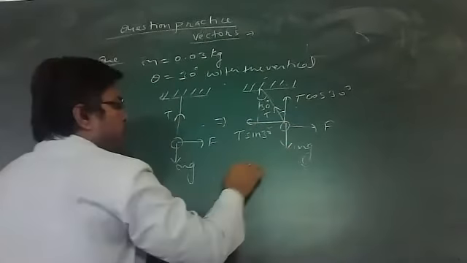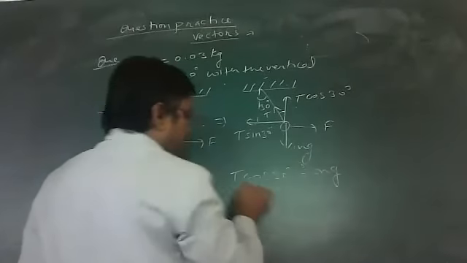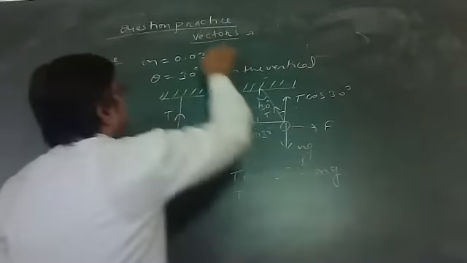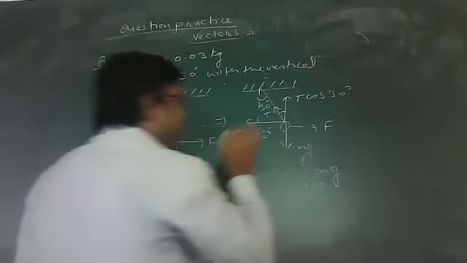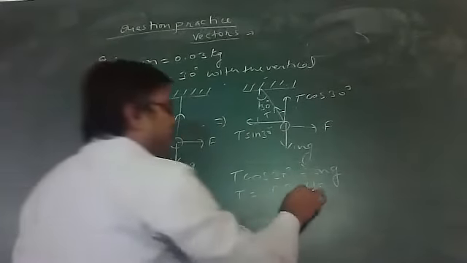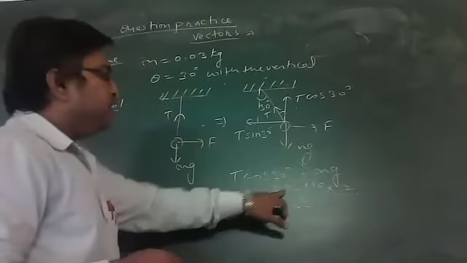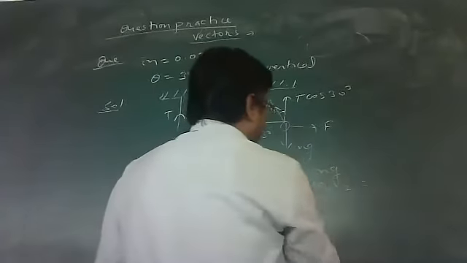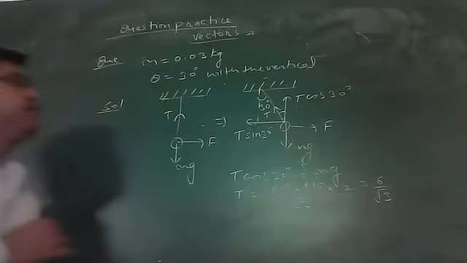Applying it, what will you get? P cos 30 is equal to mg. P is equal to mg by cos 30. M is 0.03. G is 10. What is the value of cos 30? Cos 30 you will get root 3 by 2. So this is the way. 0.03 into 10, you will get 0.3, into 2, you will get 0.6 by root 3. That is the value of tension.